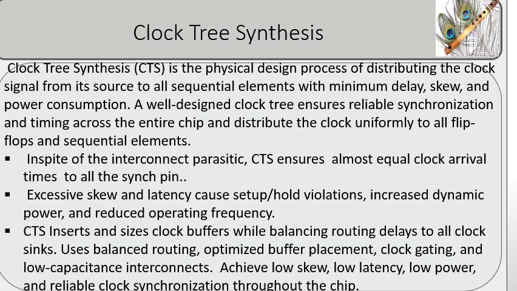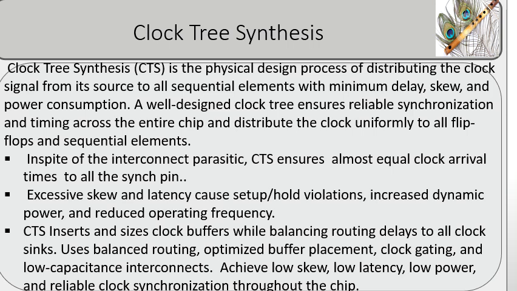Clock tree synthesis, or CTS, is the physical design stage that distributes the clock signal uniformly to every sequential element in the chip. Its primary objective is to achieve minimum clock skew, low latency, and reliable synchronization across all flip-flops. CTS automatically inserts and sizes clock buffers while balancing routing delays to every clock sink. Even in the presence of interconnect parasitics, it ensures nearly equal clock arrival times throughout the design.